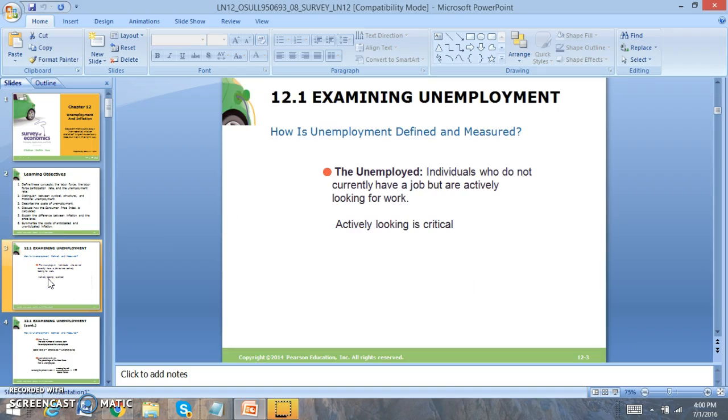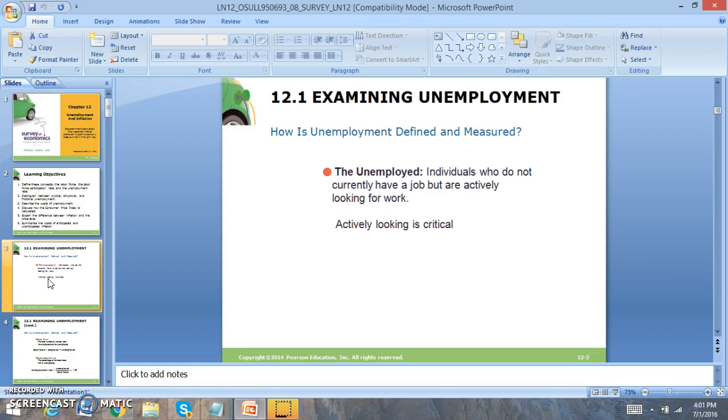Now let's look at Chapter 12. Chapter 12 is going to look at unemployment. Unemployment is going to be looking at how individuals that are not working compared to the labor force. Anyone that's unemployed is anyone that's at least 16 years or older who's actively seeking a job.